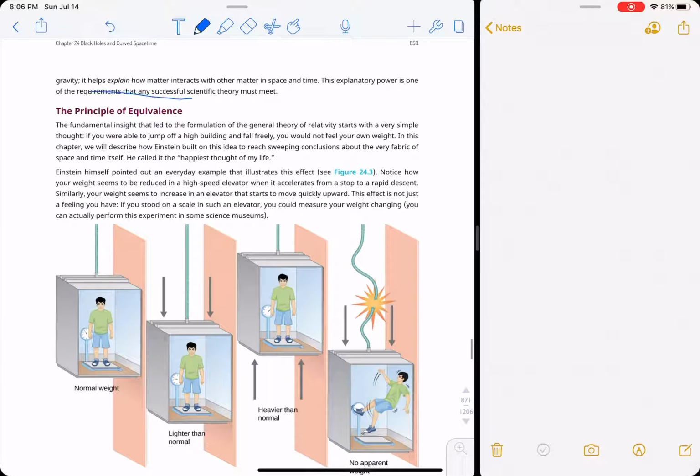So the main principle of general relativity is the principle of equivalence, which says the force you feel standing on the Earth is the same as the force you would feel if an elevator goes up.